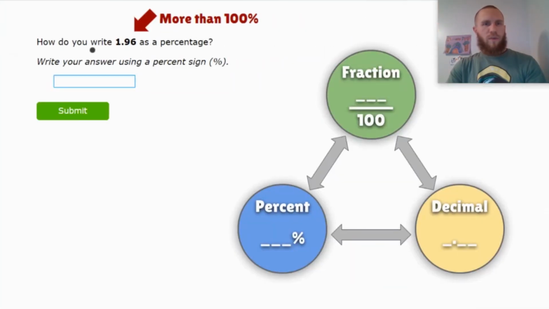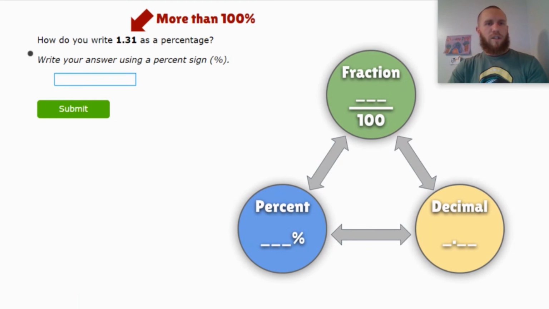This one is also more than 100%. How do you write 1.96 as a percentage? For the sake of time, I'm just going to skip the pictures since I've done a bunch of those, and I'm just going to fill out the rest of this so that you can see how quick it can go without drawing pictures. 1.96 as a decimal is the same as 196 over 100, which is also the same as 196%. And that is the answer.